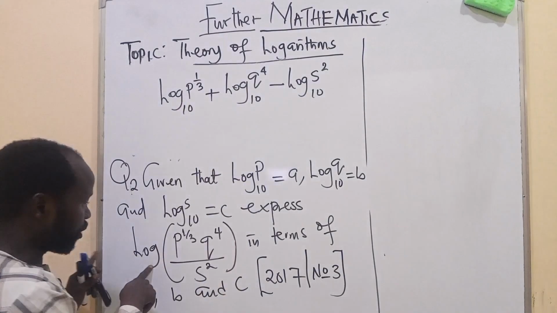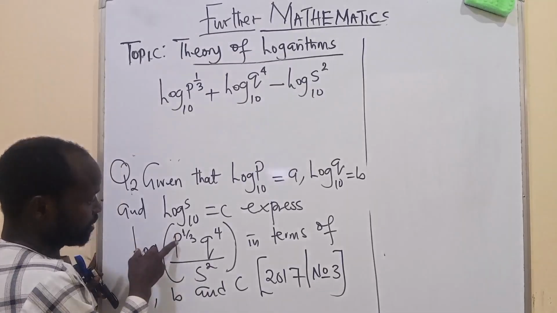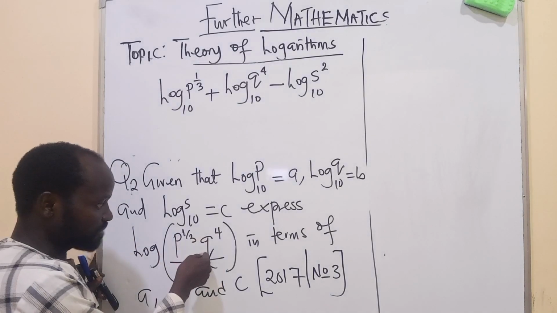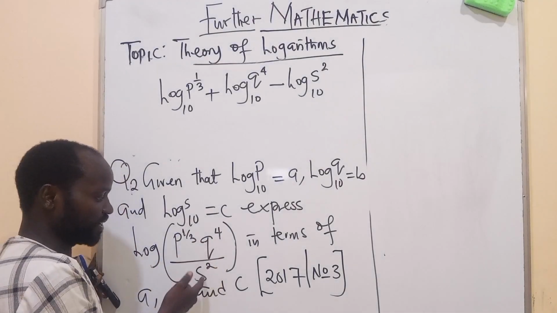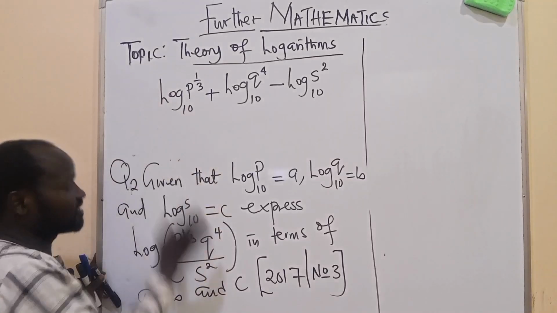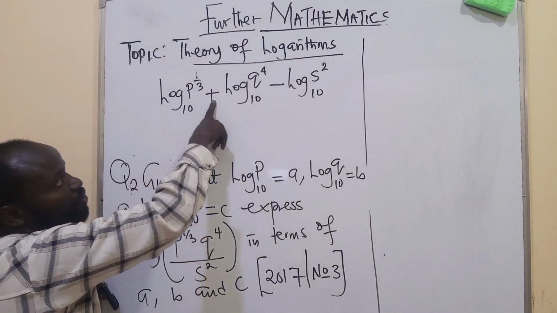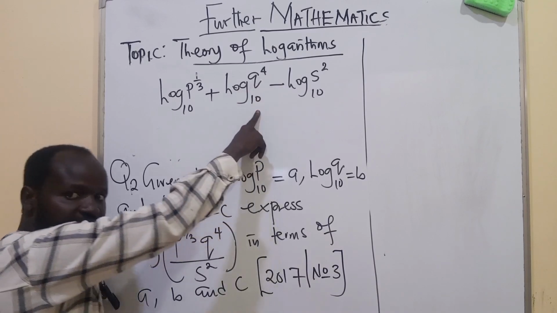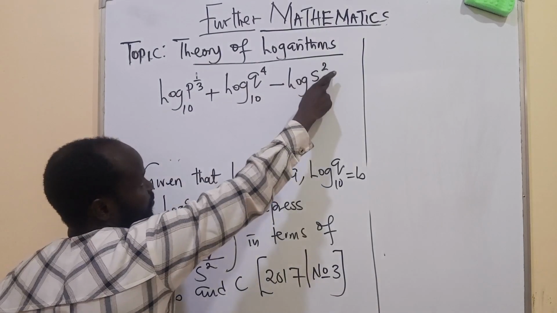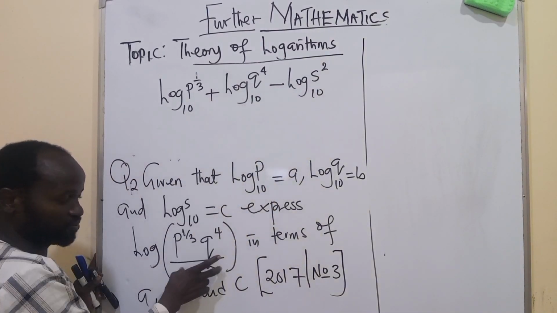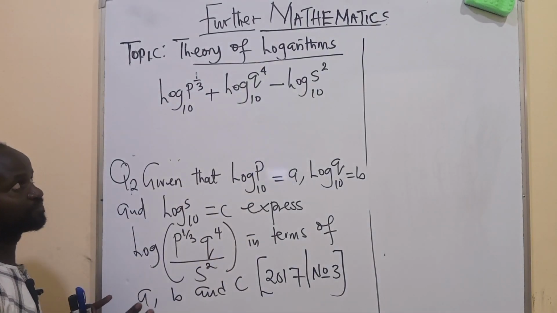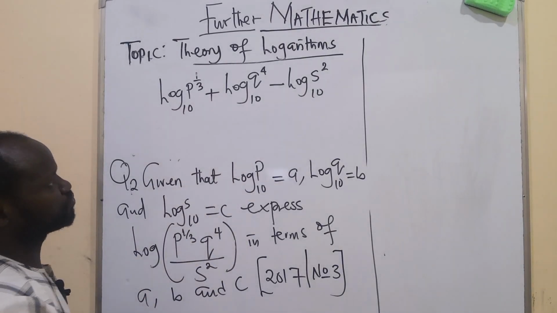It means log bracket open p power 1 over 3 times q power 4 divided by s squared is the same thing as log p power 1 over 3 to base 10 plus log q power 4 to base 10 minus log s squared to base 10, meaning this is equals to this. Then this is the first thing to do. Okay, so here what do we do?